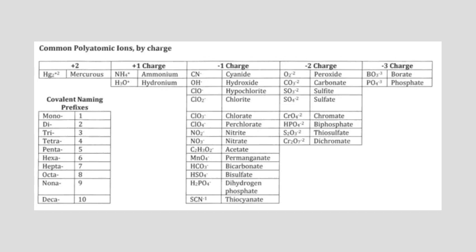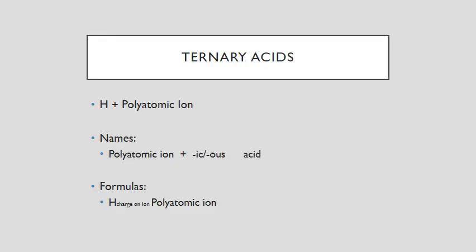Your polyatomic ions you can see on the back of your periodic table. I've included a picture here, so you don't have to have their names and their charges memorized. Don't forget that they're on the back, so you can always use that to reference.